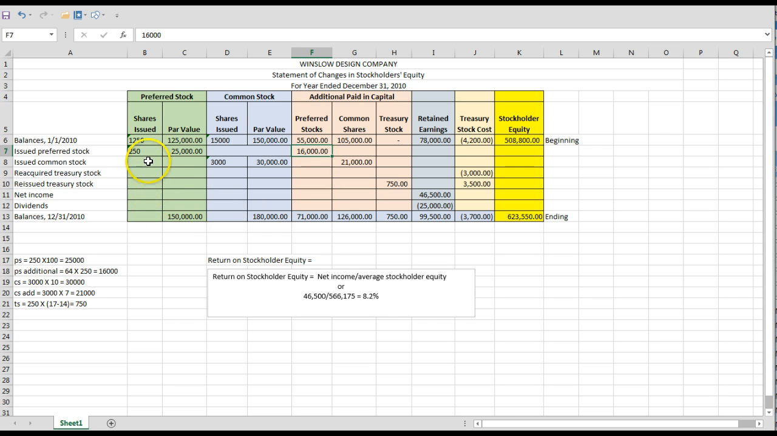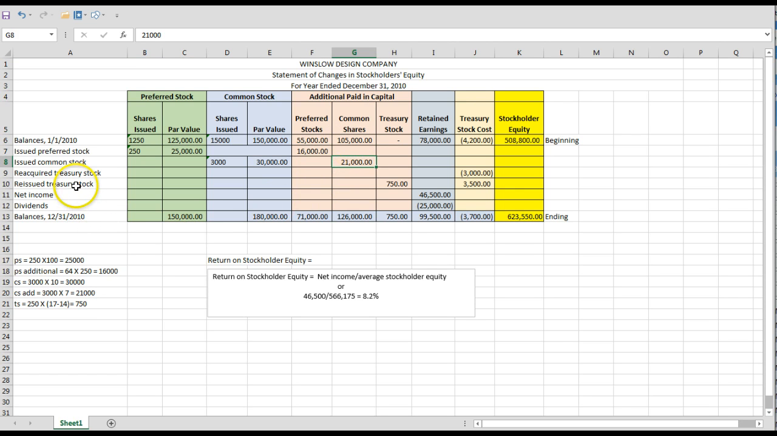The next thing that they have, I believe, is common stock. They issued 3,000 shares at $17 per share with a par value of $10. So you've got 3,000 times 10, which is $30,000. And then 3,000 times that 7 goes into the additional paid-in capital.